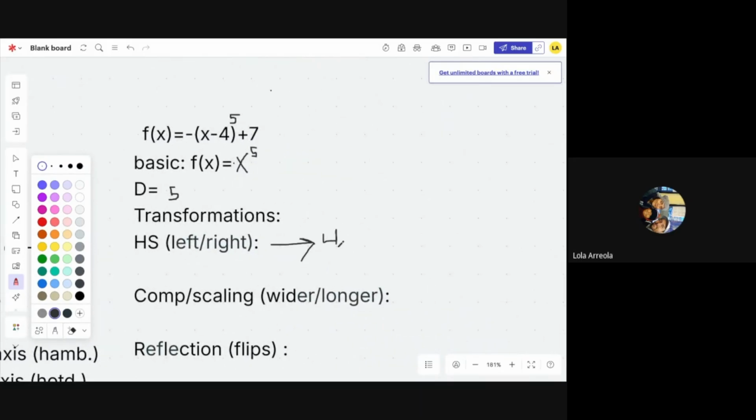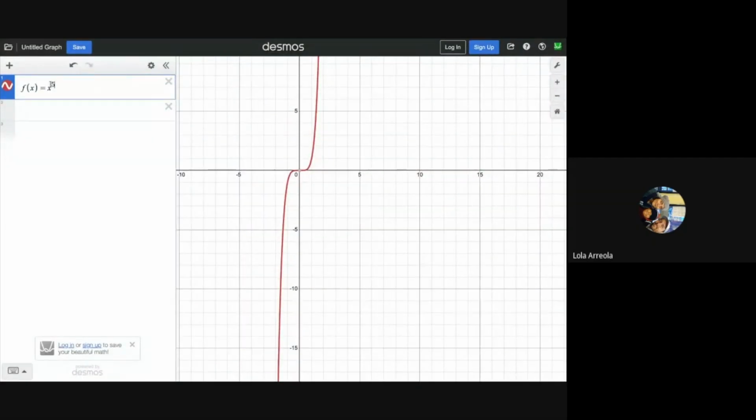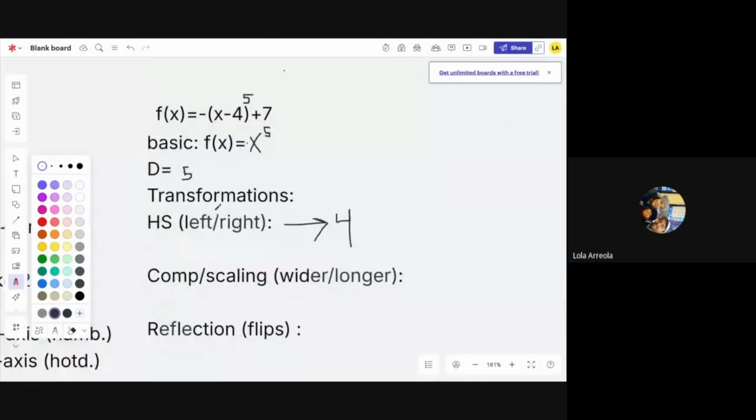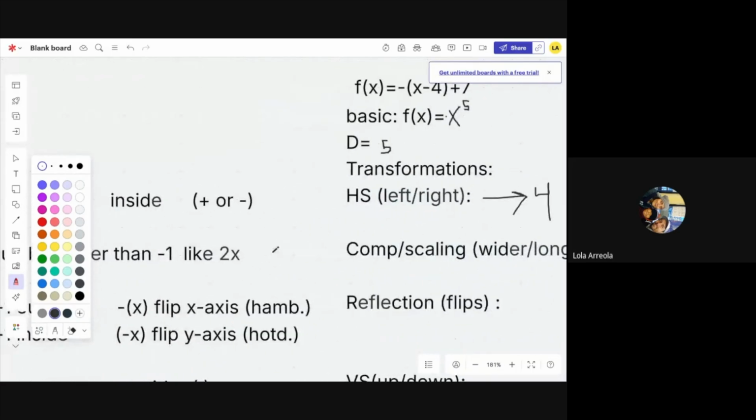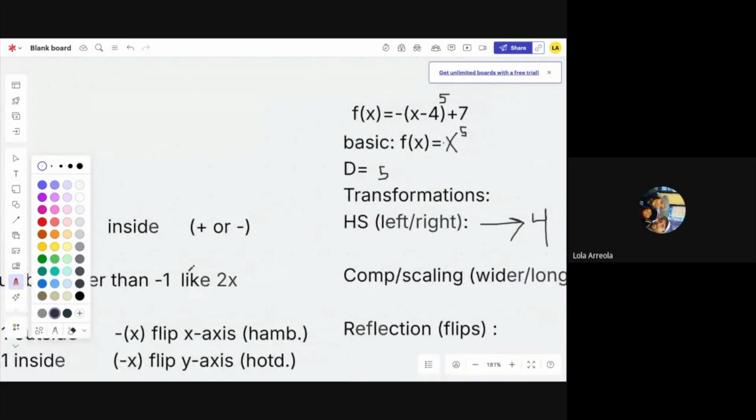Let's confirm it on the graph. So I have x -4 inside parentheses, so I'm going to go ahead and write those parentheses as well. And it has moved my graph to the right 4 units. Now, do I have compression or scaling? Am I multiplying by a number other than -1?